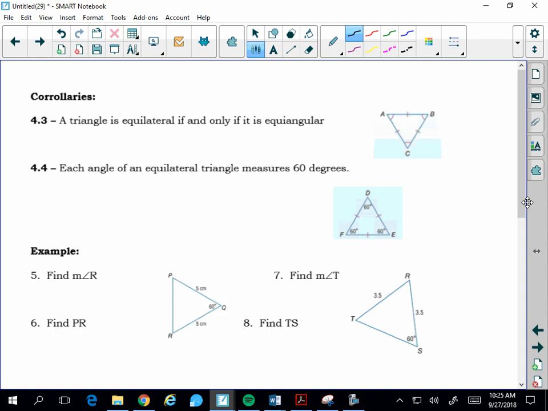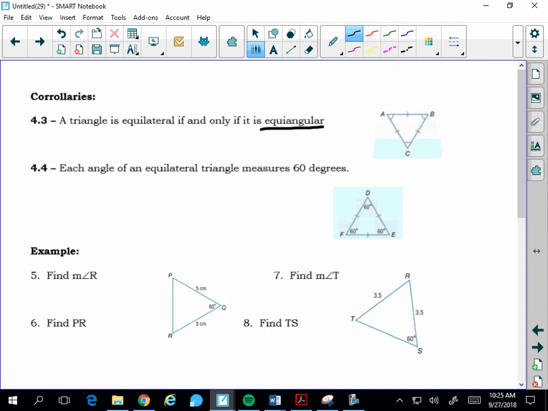Okay, so here we've got two corollaries. Don't really worry about that too much. They're kind of the same thing as a theorem or a postulate. We're not too worried about those words. Just know that it's something that the geometry gods have given us to help us find all this fun stuff. The first one is a triangle is equilateral if and only if it is equiangular.